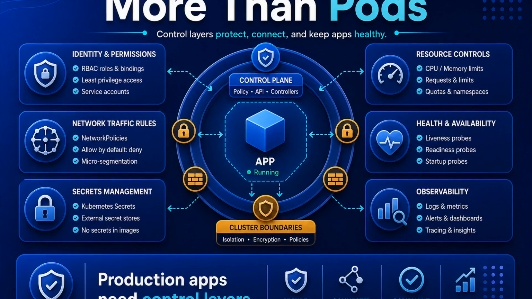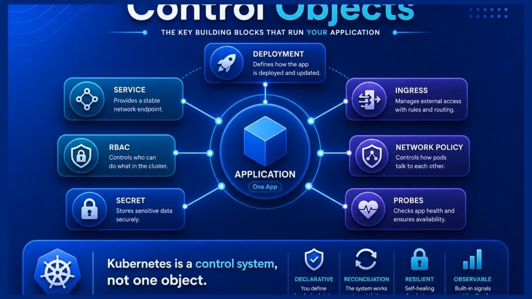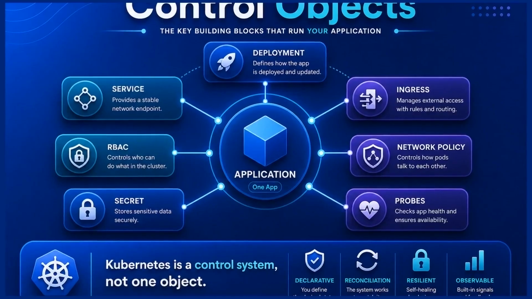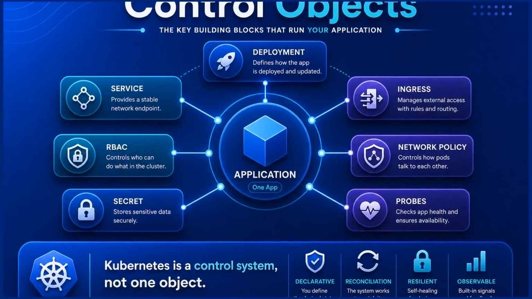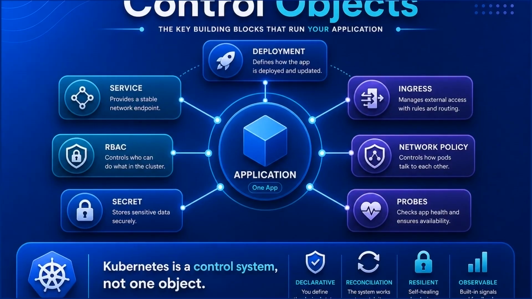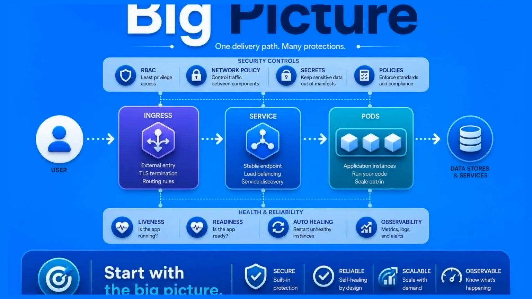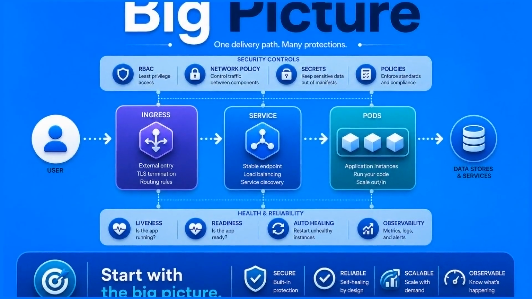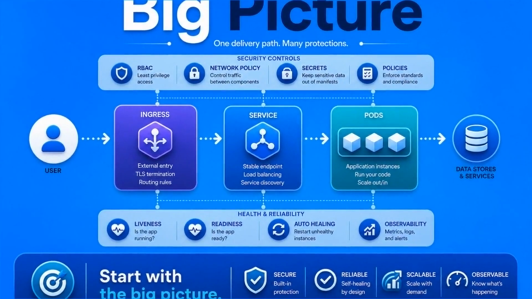That is why Kubernetes is not one object. It is a set of control objects that work together around desired state. In this video, I will explain the most important ones clearly: deployments, services, Ingress, RBAC, network policies, secrets, and liveness and readiness probes. First, I will show the top-level delivery picture so the parts make sense before we zoom in.